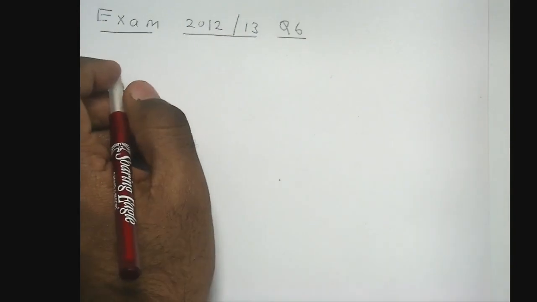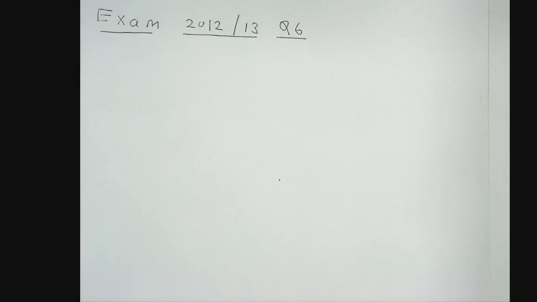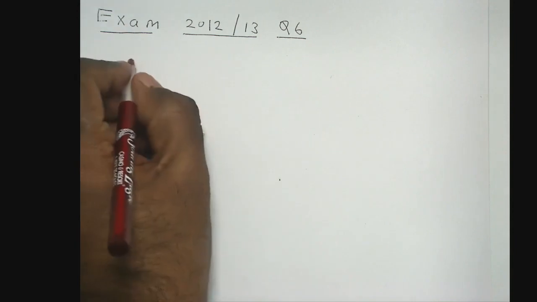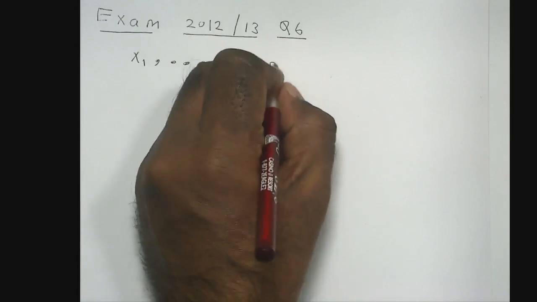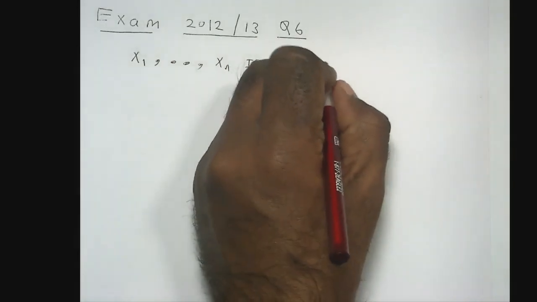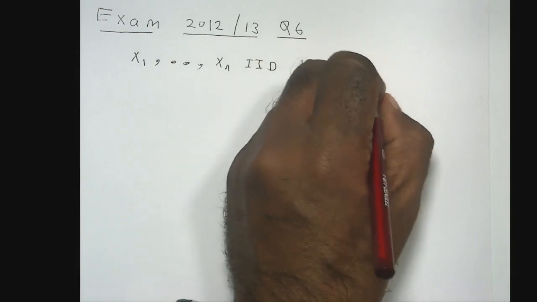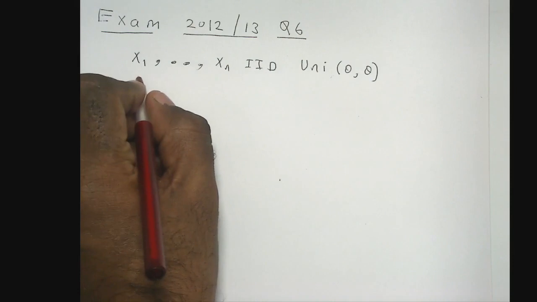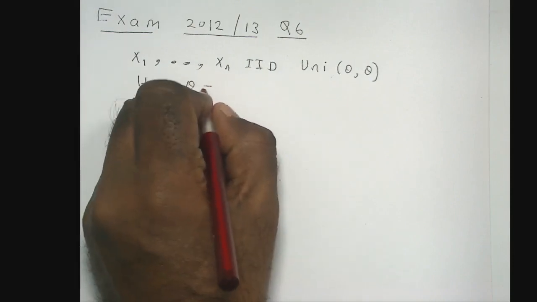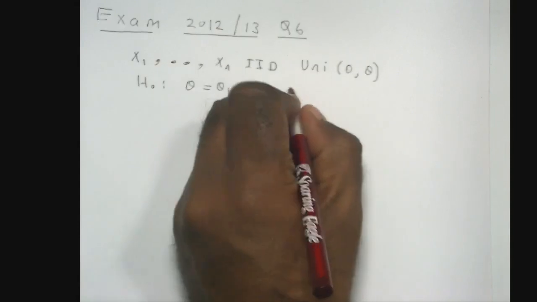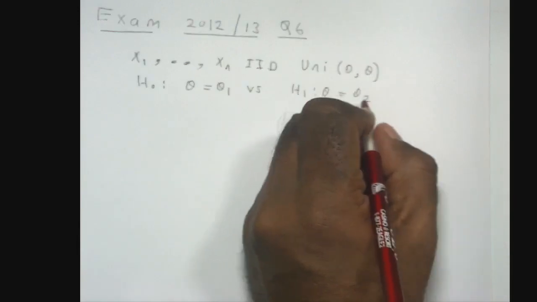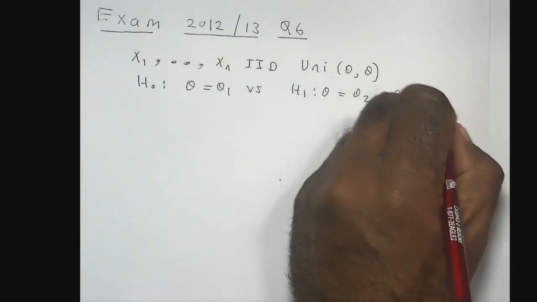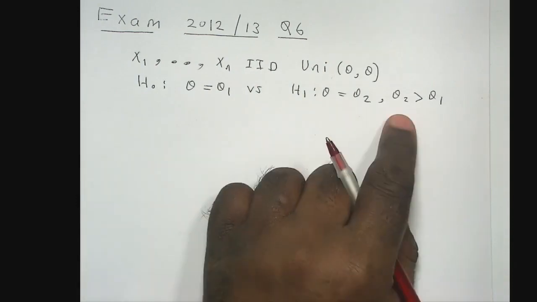Part A. It says the following. You have X1 to Xn, iid from a uniform distribution on the interval 0 to theta, and we are testing theta equal to theta 1 versus theta equal to theta 2, where theta 2 is greater than theta 1.